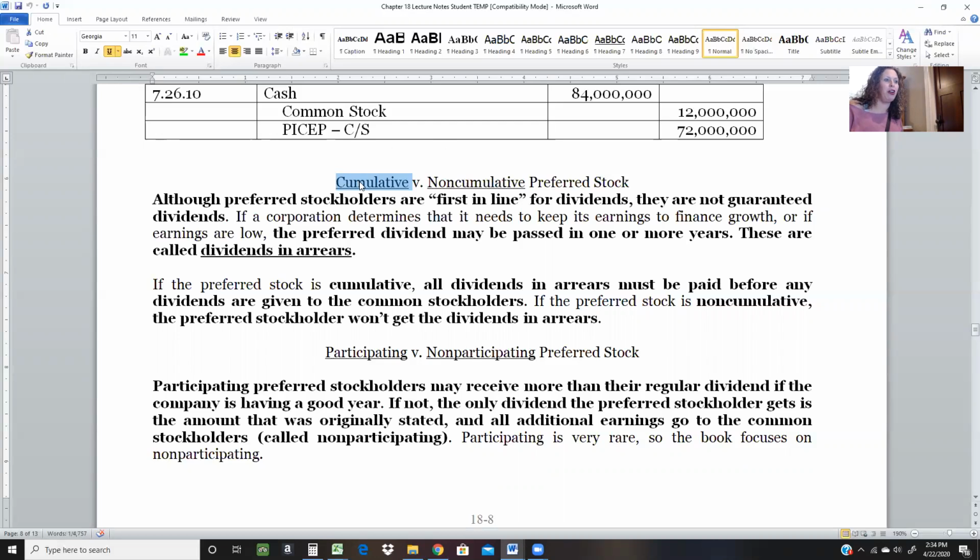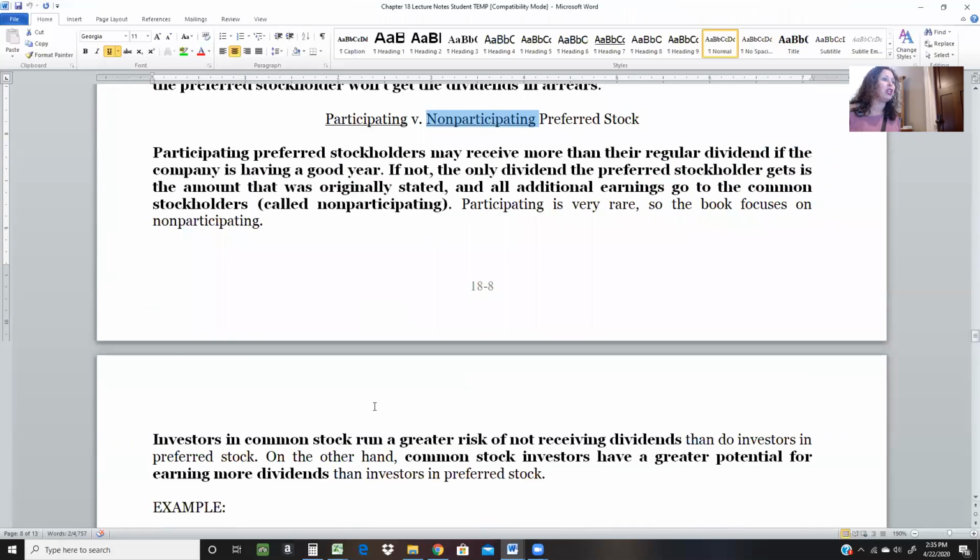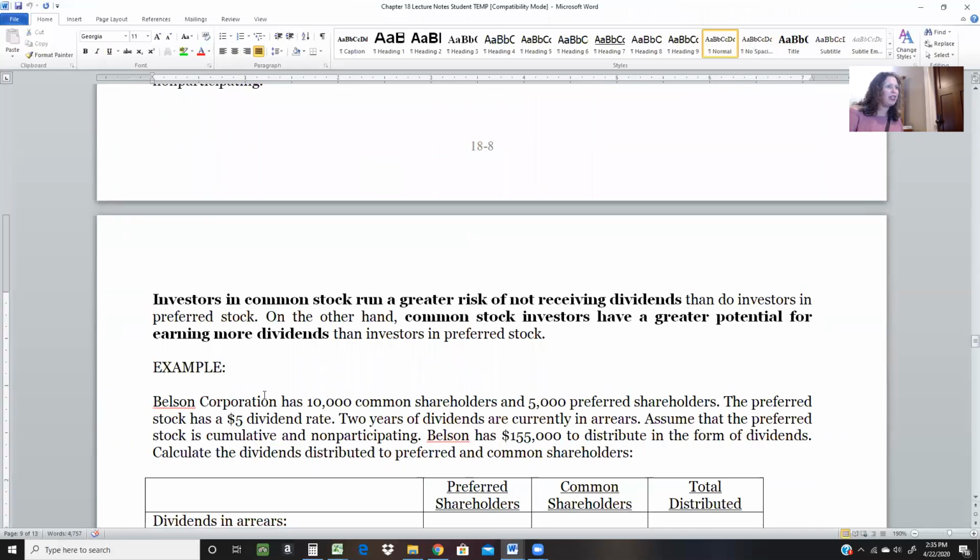So cumulative, and then participating versus non-participating. Most commonly, it's non-participating, meaning you get what you get and you don't get any more. You get the stated rate, but you don't get anything in excess of that. So preferred stockholders get their dividends first, but they don't get any extra. Common stockholders have to wait for the preferred stockholders to get their dividends before they get any, but they get all of the leftover. Common stockholders are more risky, you may never get any dividends, but with more risk comes potentially more reward, more dividends. So let's go ahead and do an example of this.